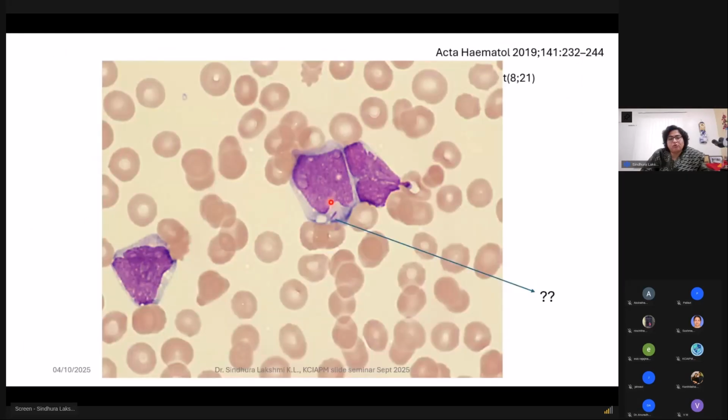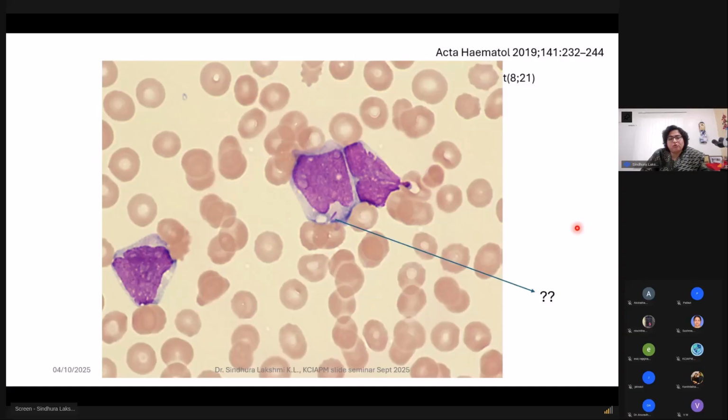Since you pointed out Auer rods, I'm just showing you these slender Auer rods. Can you guess what translocation we would see here? We would see translocation 8;21.